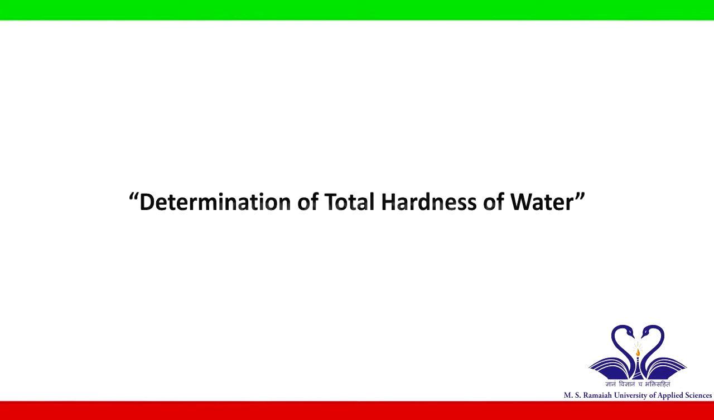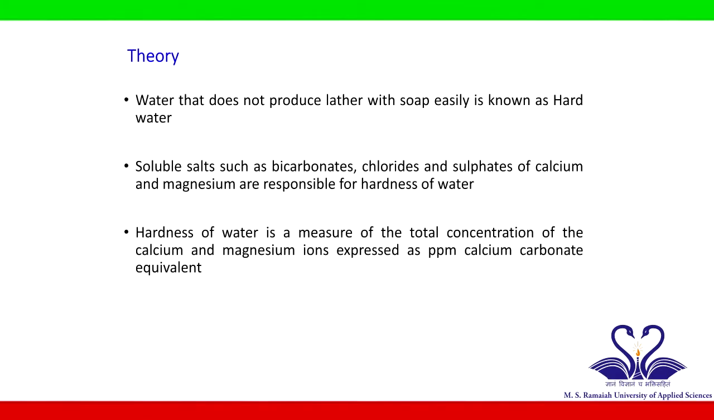Hi students, let us discuss the determination of total hardness of water. Before performing it, let us understand what hard water is and its root causes. Water which does not produce lather with soap easily is known as hard water. Soluble salts such as bicarbonates, chlorides and sulfates of calcium and magnesium are responsible for the hardness of water. Hardness of water is a measure of the total concentration of the calcium and magnesium ions present in water.